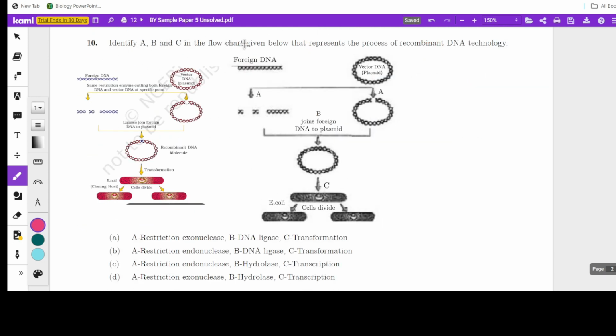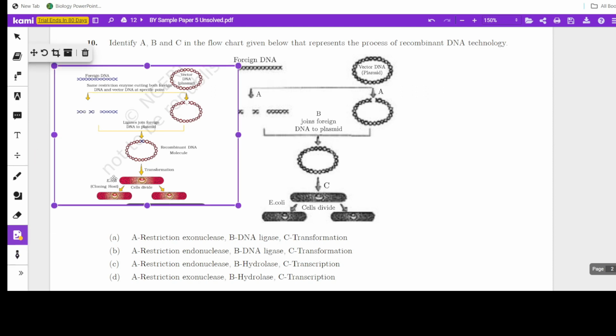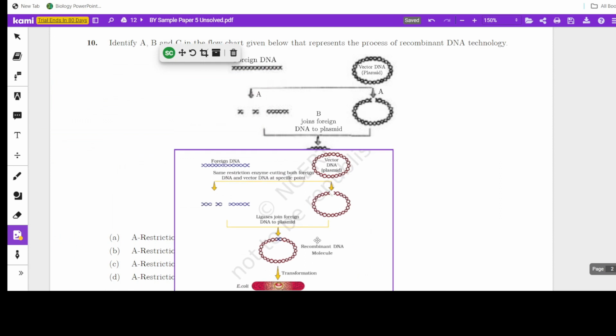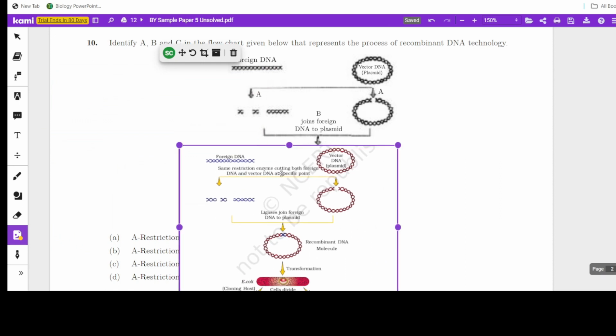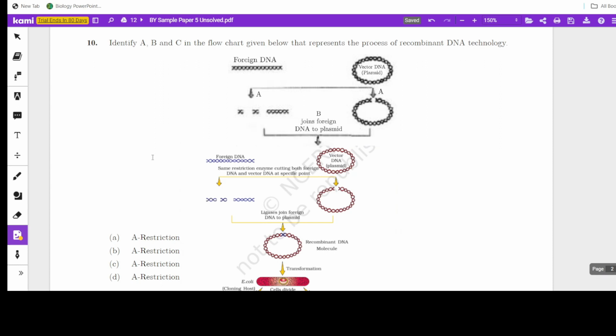Identify A, B, and C in the flowchart given below that represents the process of recombinant DNA technology. So the same figure which is given in your textbook is given here. So I have taken that figure here. So let's compare that figure. Foreign DNA and vector DNA. What is the first step? We cut it, so it's a restriction enzyme. So I shall just maximize it, it will be visible. Yeah, so let's compare. The same restriction enzyme is cutting both foreign DNA and vector DNA at specific sites.